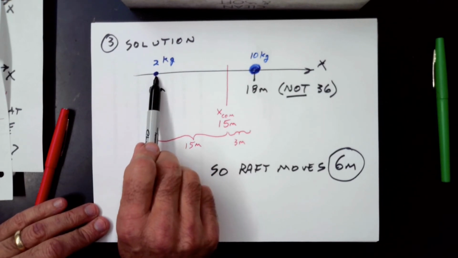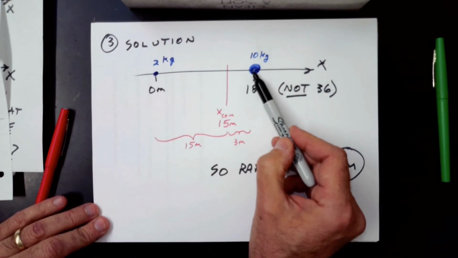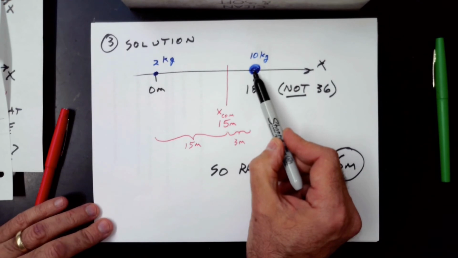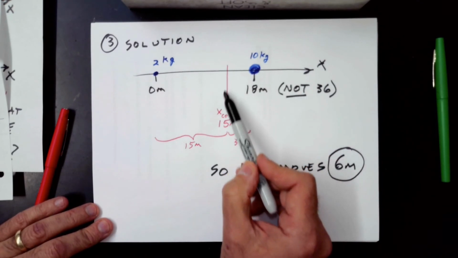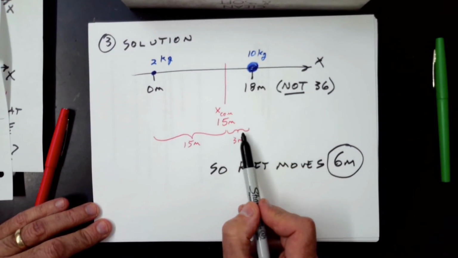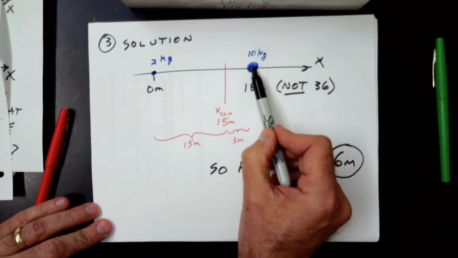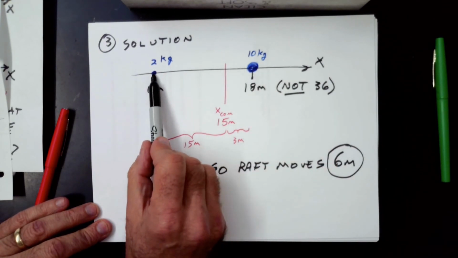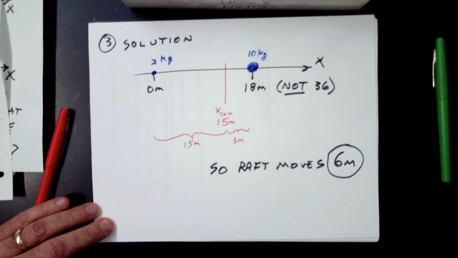We define the leftmost point as our x equals 0. This is the center of the raft, remember, not the end. And that creates a center of mass here, which is easy to calculate. This is 3 meters from the end. The smaller car is 15 meters from the end.